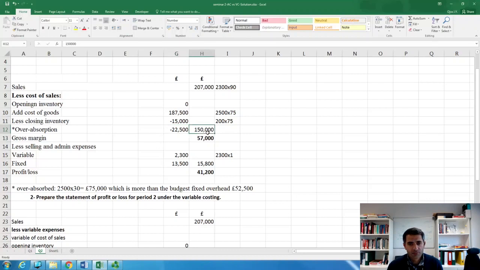So that's 150,000. That's the cost of sales, and then the gross margin would be the 207,000 sales minus the 150, that's 57,000, the gross margin. Now you need to do the period cost, including the fixed selling and admin, and including also the variable selling and admin.